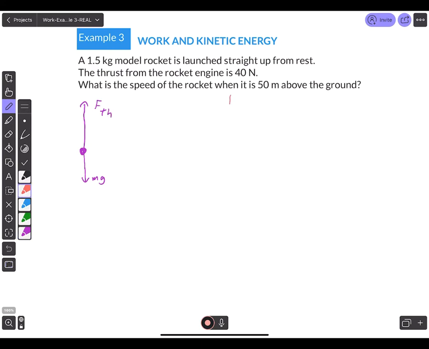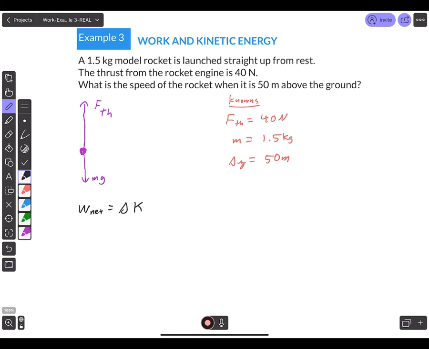And so what are our knowns at this point? Well, our knowns are that the force of the thrust is 40 newtons, that the mass is 1.5 kilograms, and that delta y is 50 meters. So that's what we know so far. What equations do we need? Well, we want to calculate, we're going to use basically the relationship between the work: work net is equal to the change in kinetic energy.